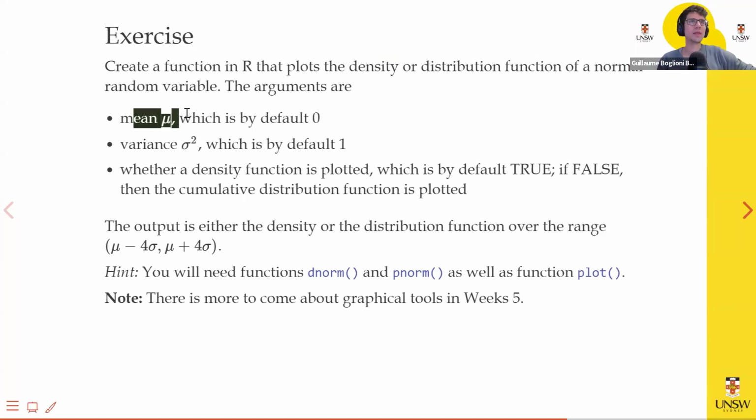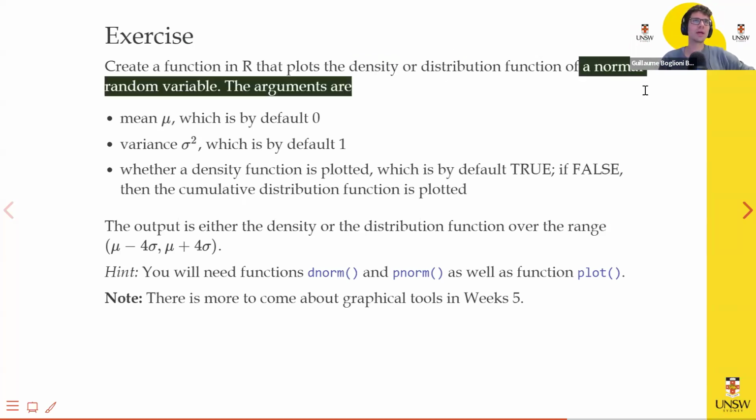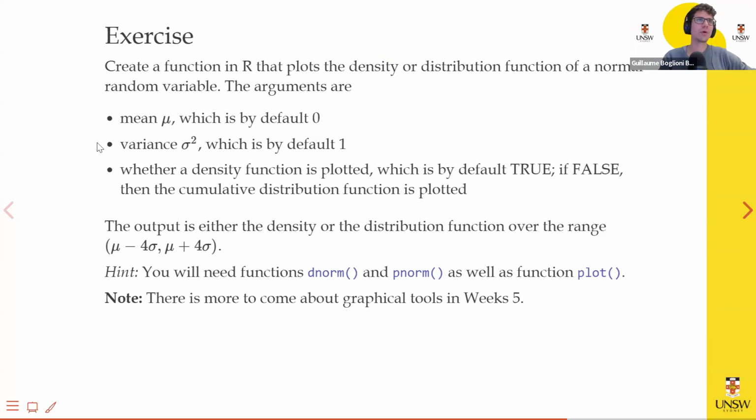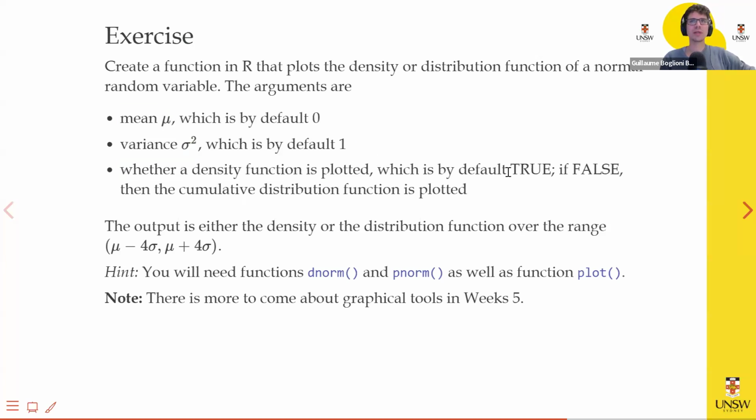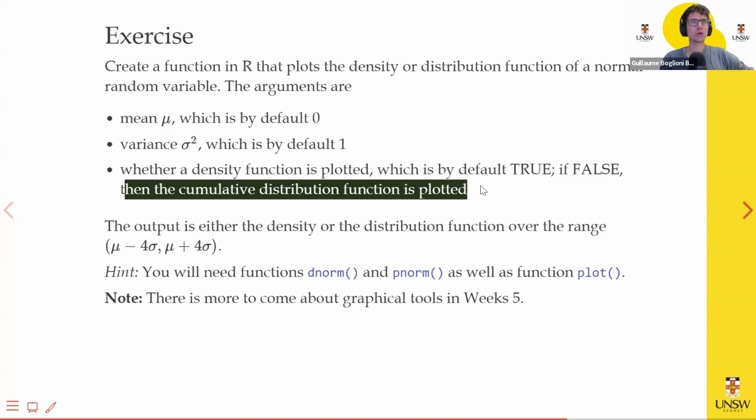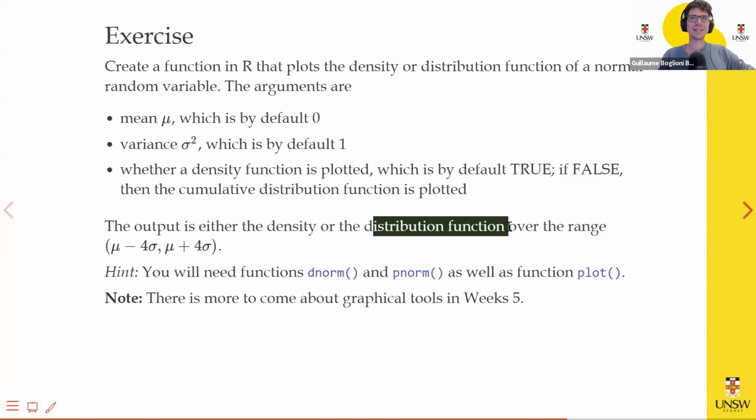And the arguments should be the mean of the normal we want to display, default of 0, the variance default of 1, and of course whether a density function is plotted, which is by default true, and if false, then the cumulative distribution is plotted. The output is either the density or a distribution function. By distribution function we mean CDF, but specifically on this range, right? Mean plus minus 4 times the standard deviation. And yes, so you will need dnorm, pnorm, and plot. Again, a bit hard for you to do this right now, so I'll just go to the solution.